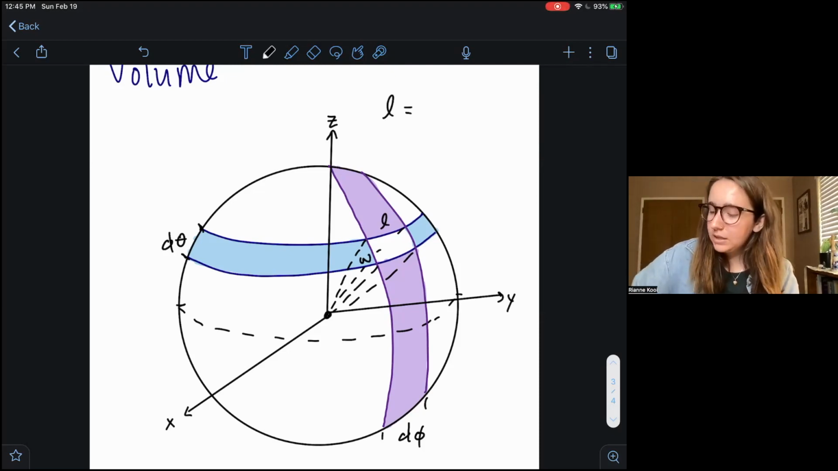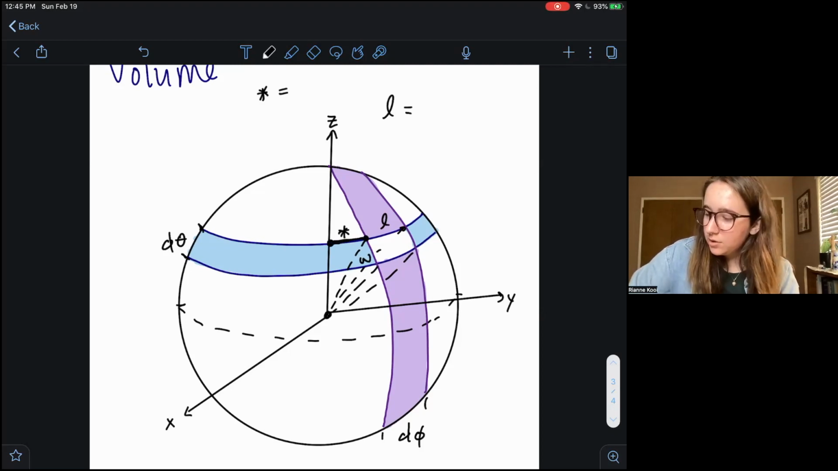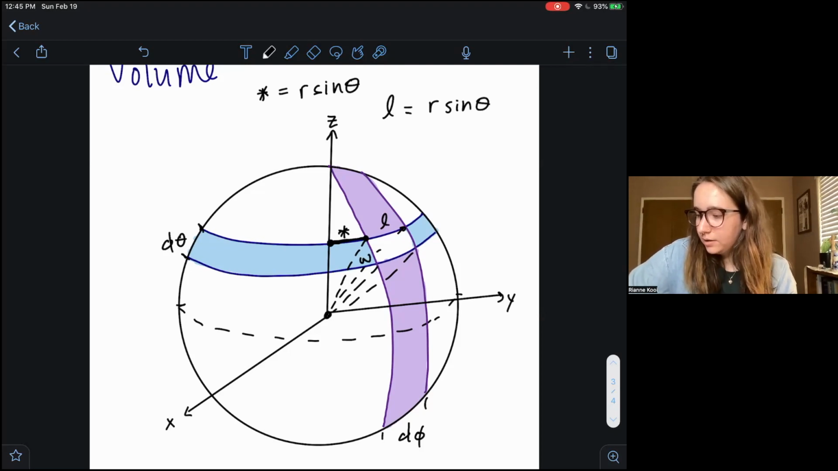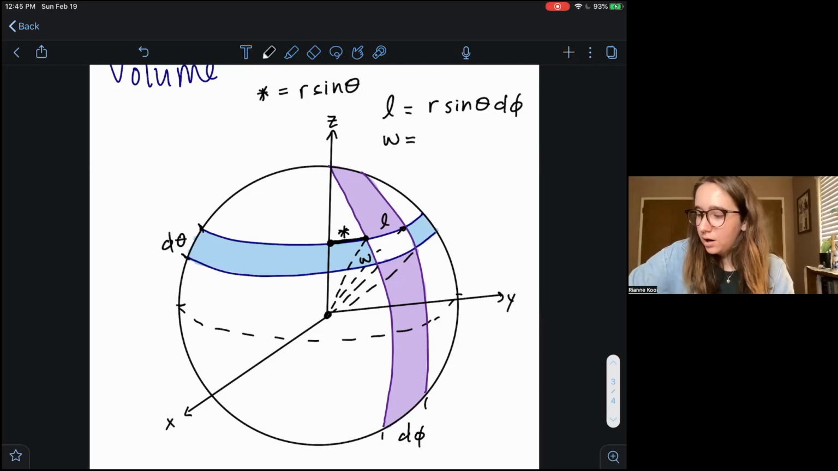So again, our length is, again, this value right here that I defined from before, just r sine theta. If you're confused, just go back and rewatch why I defined it as that. And our L is just r sine theta d phi from that purple region. Our width is just r d theta because we're at a constant r from here to here. And the only thing that's changing is our d theta.